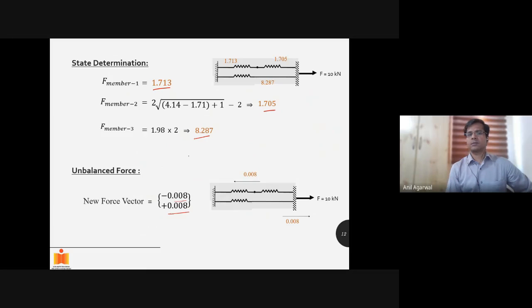We can stop at this time. You can see that the unbalanced forces are very small in comparison to the 10 kilonewton force. So what fraction is the unbalanced force of the total force? It is 0.008 divided by 10, right? So it's about 0.08%. It's a very small fraction of the total force applied. We could have called it a converged solution, or you can go one step forward, do one more iteration. Either way, okay? But you followed the process, right?